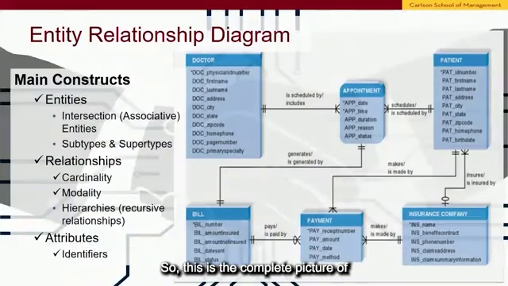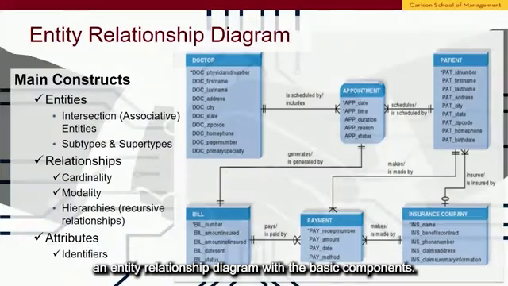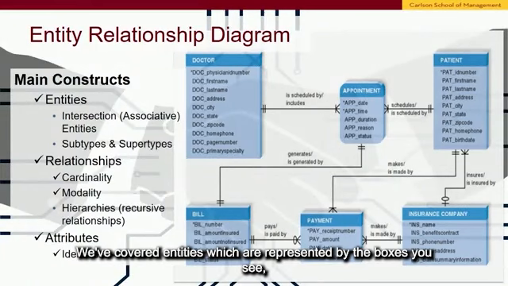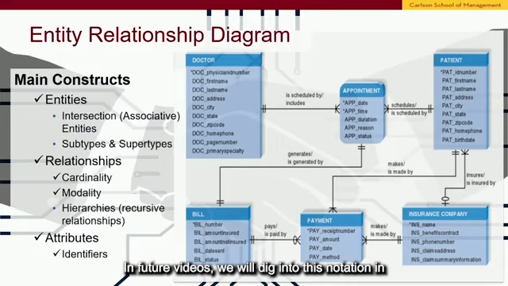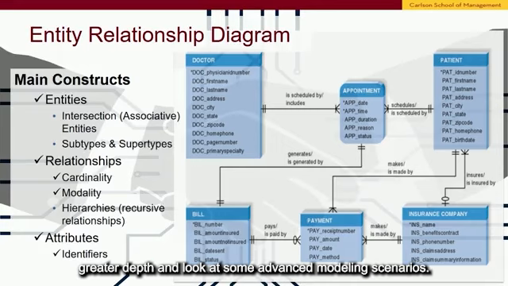So, this is the complete picture of an entity relationship diagram with the basic components. We've covered entities, which are represented by the boxes you see, relationships, which are the lines, and attributes, which are listed in each entity itself. In future videos, we will dig into this notation in greater depth and look at some advanced modeling scenarios.